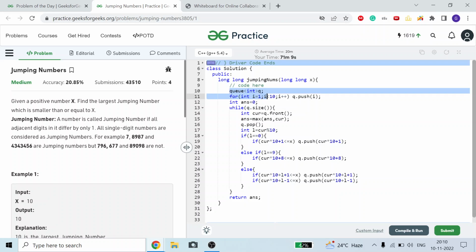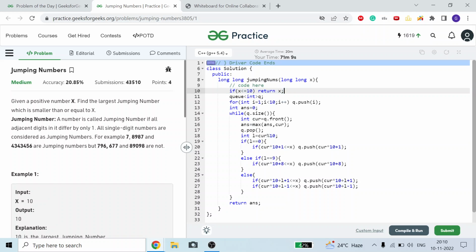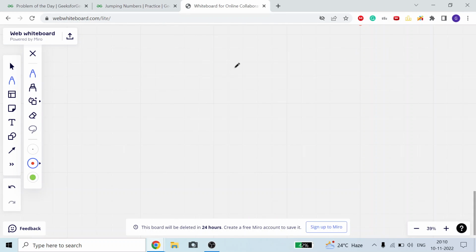Now I take a queue. I am going to insert all the numbers from 1 to n. Okay, I need it. Why do I need it? Suppose my x is 5, but I am going to insert 1 to 9 in my queue.